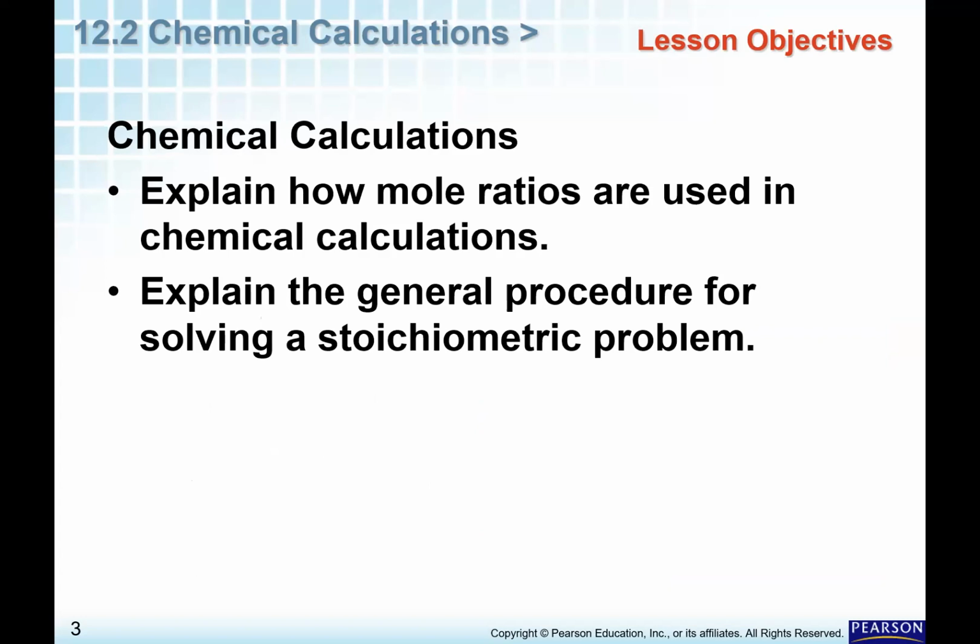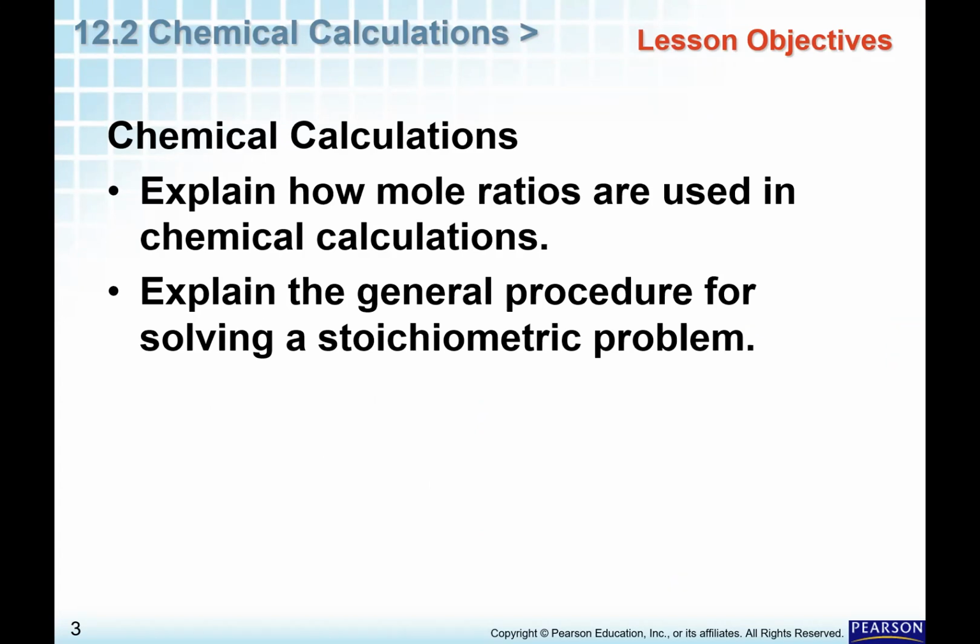Anyway, let's see our objectives for today, which is to explain how mole ratios are extracted or derived from a chemical equation, and used in chemical calculations. Also, this one I already talked to you about, which is if you have a chemical equation and a mole relationship between the reactants and the products, of course you can derive conversion factors between the reactants and the products.